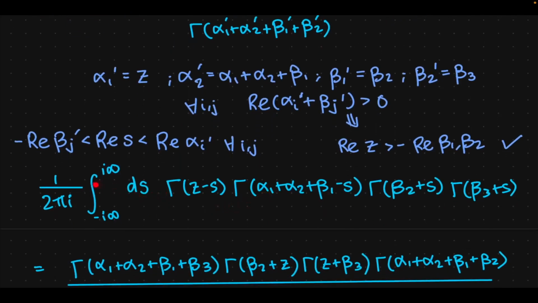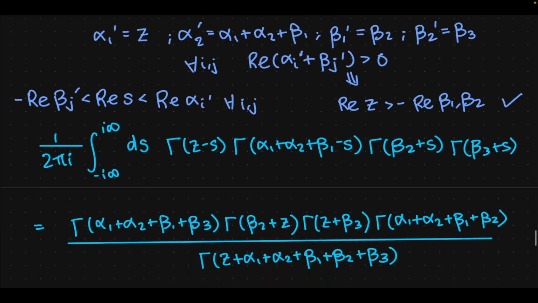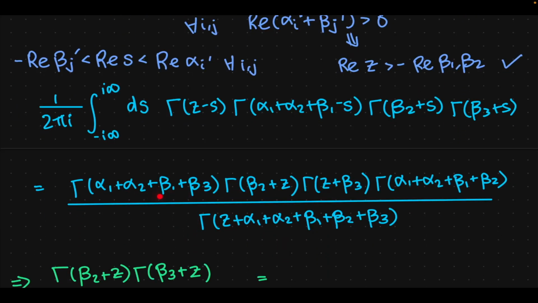So we have 1 over 2 pi i integral from minus i infinity to i infinity ds gamma of z minus s, gamma of alpha 1 plus alpha 2 plus beta 1 minus s, gamma of beta 2 plus s, gamma of beta 3 plus s, all that equals gamma of alpha 1 plus alpha 2 plus beta 1 plus beta 3, gamma of beta 2 plus z, gamma of z plus beta 3, gamma of alpha 1 plus alpha 2 plus beta 1 plus beta 2, divided by gamma of z plus alpha 1 plus alpha 2 plus beta 1 plus beta 2 plus beta 3.